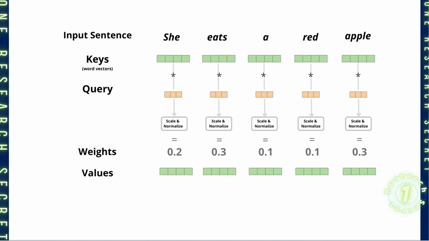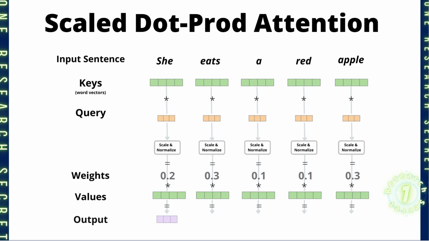Now, to give the derived score or weights to the words in the sentence, we multiply these weights to all the corresponding word vectors of the sentence. This is weights into values. And we get output, which are vectors with contextualized values that denote their importance in the sentence. This is scaled dot product attention.